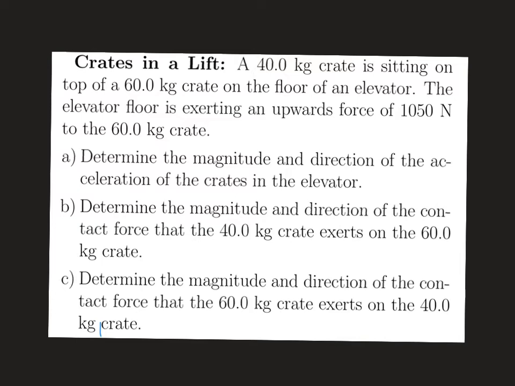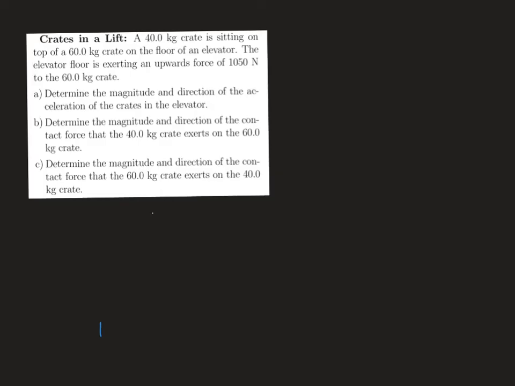So if we look a little bit more carefully, we can see that first we're going to find the magnitude and direction of the acceleration of the crates in the elevator, then magnitude and direction of the contact force between the crates, and then the contact force between the crates again. So first we're going to find the contact force between 40 and 60, and then 60 and 40.